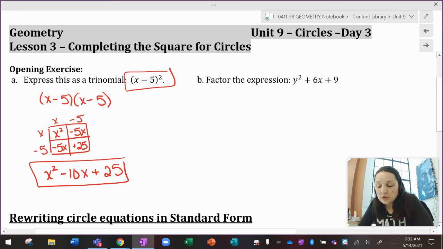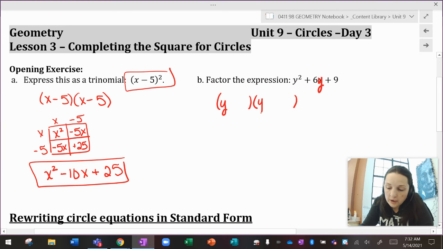So x minus 5 squared becomes x squared minus 10x plus 25. Then over here it says factor the expression y squared plus 6y, that should have been a y, pardon me, plus 9. Well, if I want to factor that expression, since the lead coefficient is 1, I'm going to start with a y and a y, and then I need two numbers that multiply to 9 and add to 6. Oh, that's positive 3 and positive 3, which can also be written as y plus 3 squared.